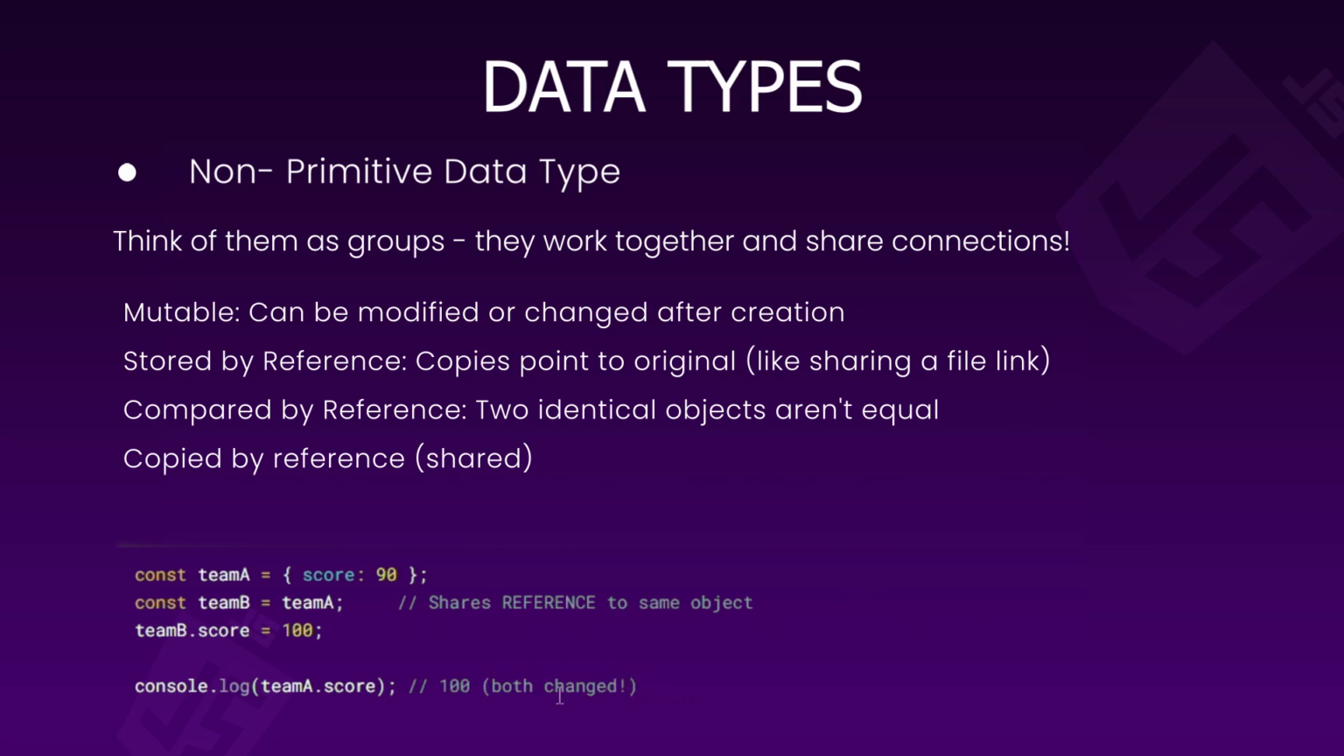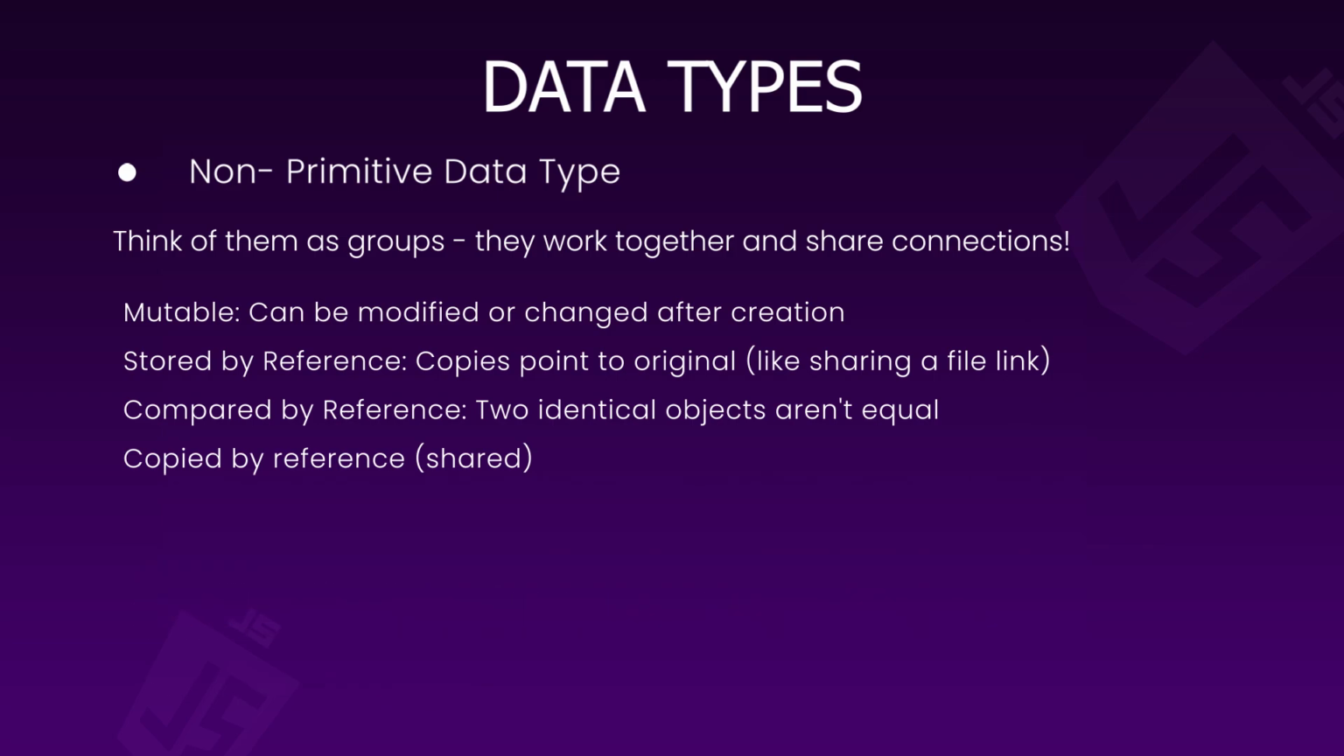So this is memory reference and not variable reference, not value reference. They are pointing to the same memory. So that's why team A dot score will also have the same value as declared by team B dot score, since both variables are pointing to the same memory reference.